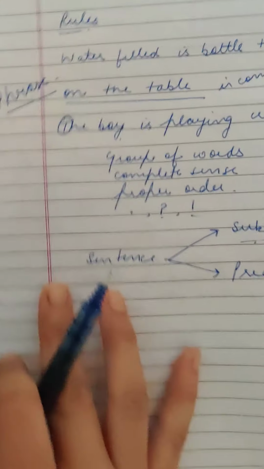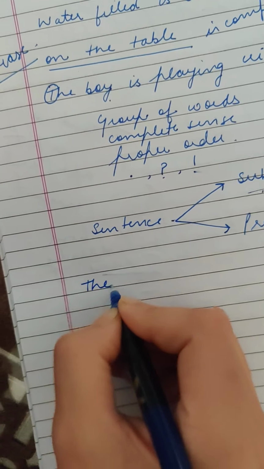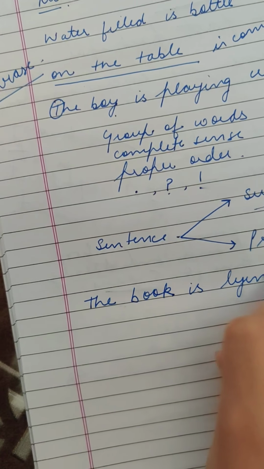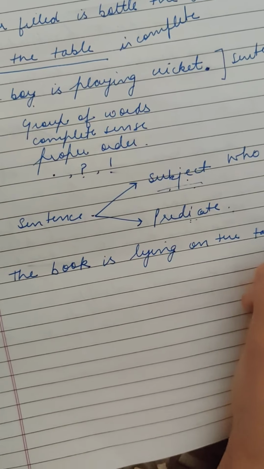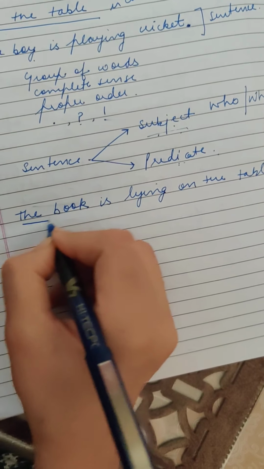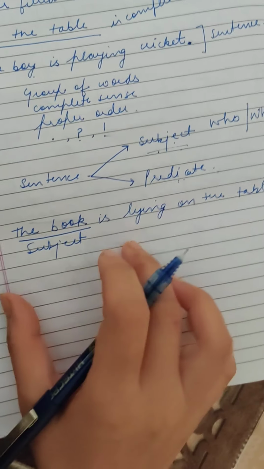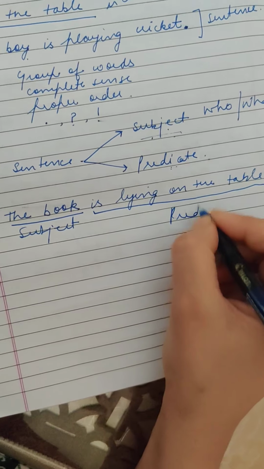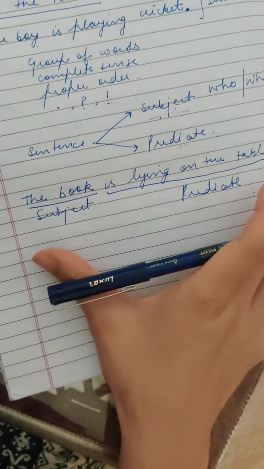Now if I write a sentence, "The book is lying on the table." What am I talking about? I'm talking about the book. So this is the subject. What am I saying about it? That it is lying on the table. So this is the predicate. Clear? Easy? Subject and predicate.